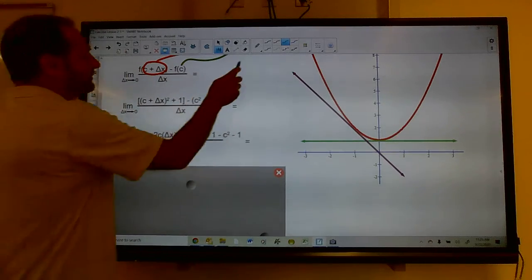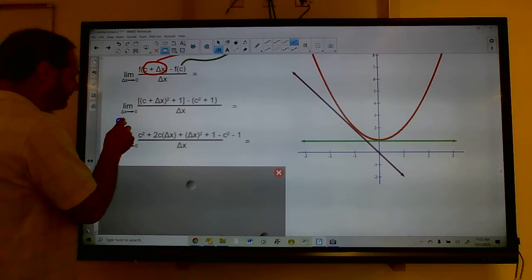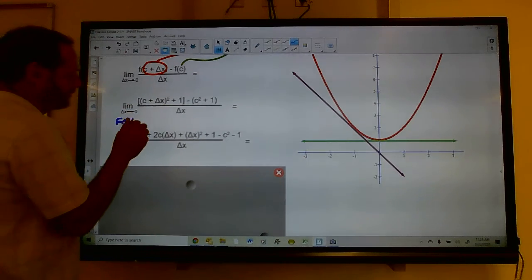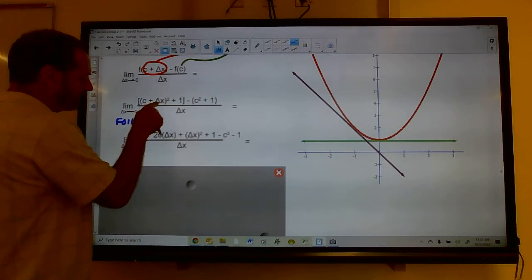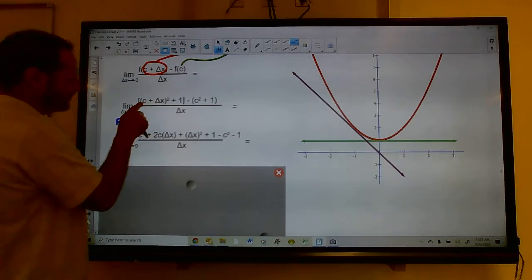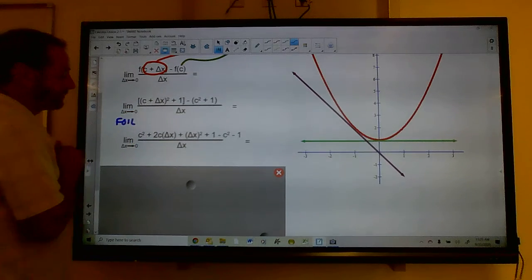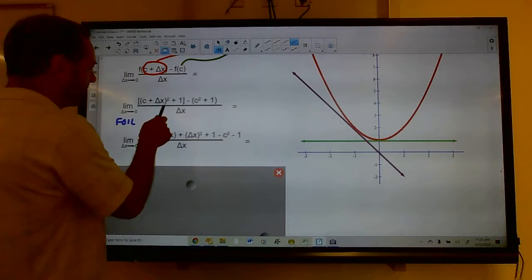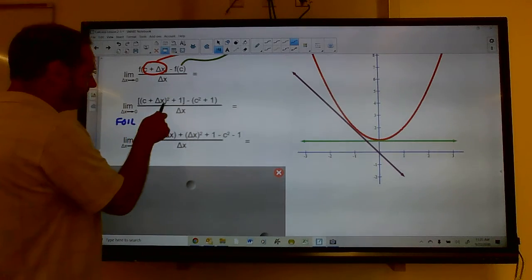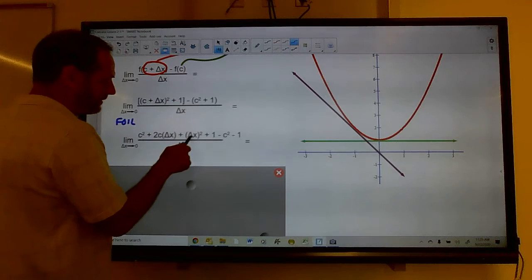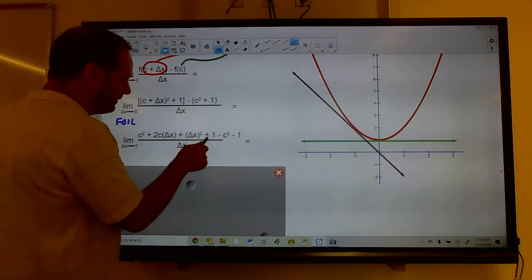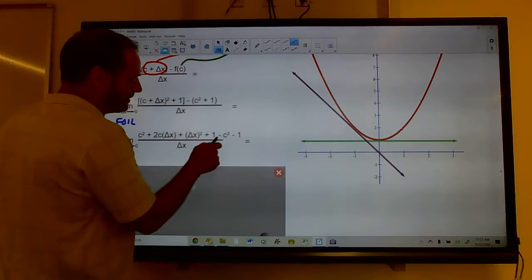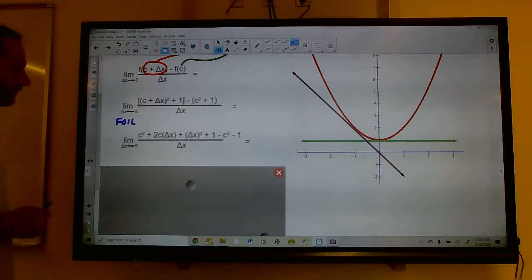Now I'm going to FOIL this stuff. Okay, remember FOIL? First, outside, inside, last. So c times c is c squared. The outside numbers would be c times delta x, and the inside numbers would also be c times delta x. So I'm going to get 2c delta x. And then I'm going to get plus delta x squared. Those are the last ones. Plus 1. And then I'm going to distribute the minus sign, so this is going to be minus c squared minus 1.